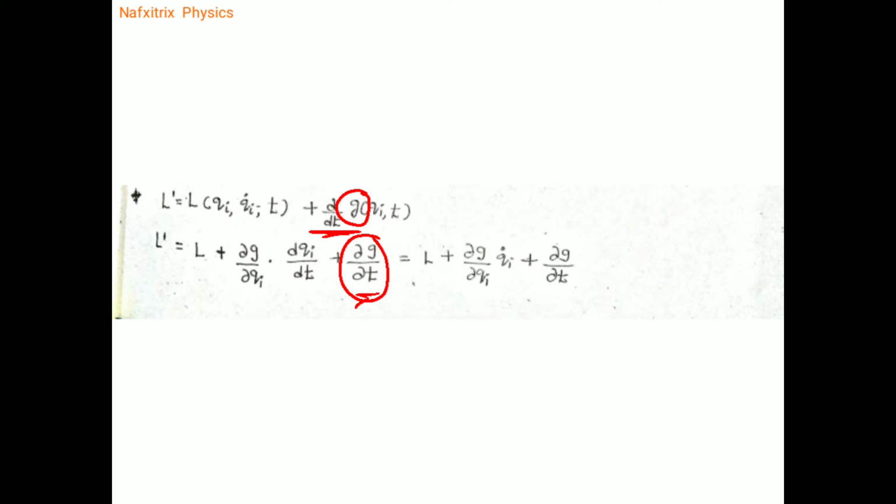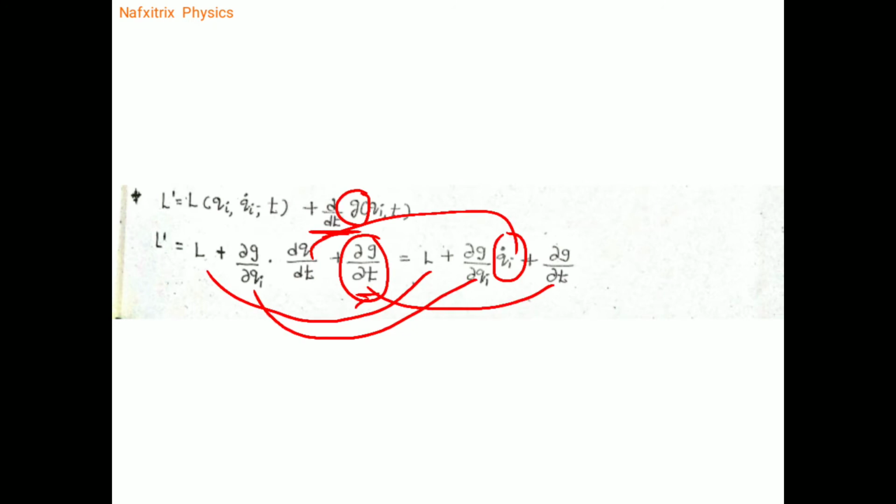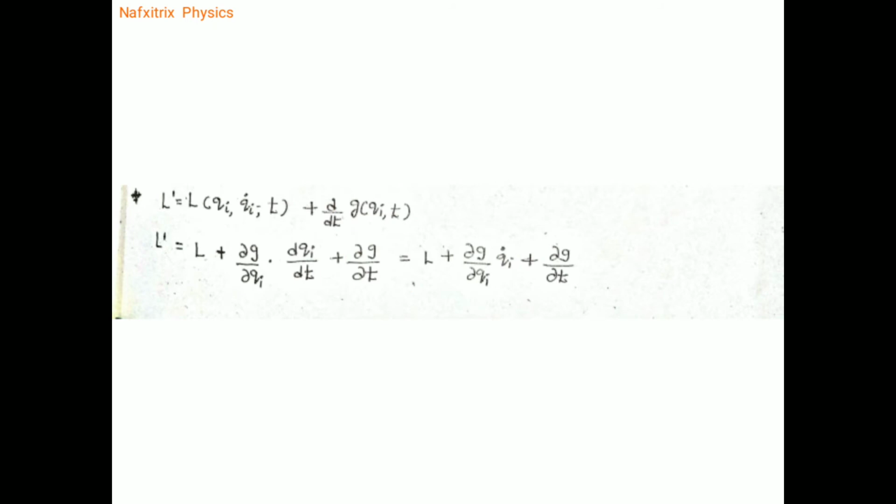And now another thing is L is as usual written like that. Next, this dou g by dou q_i is written as usual, and this dq_i by dt is nothing but q_i dot, and this dou g by dou t is the same as usual. So this is the expansion of this Lagrangian.